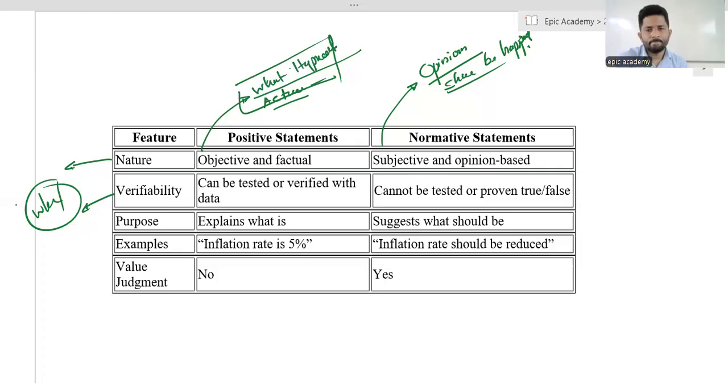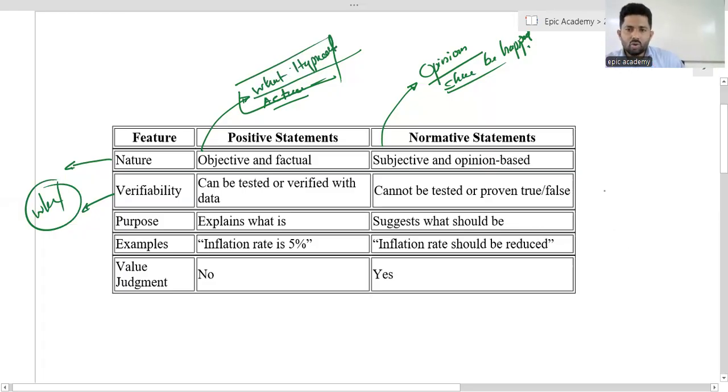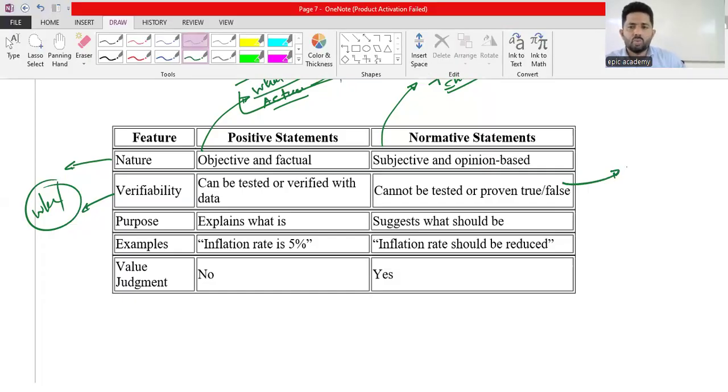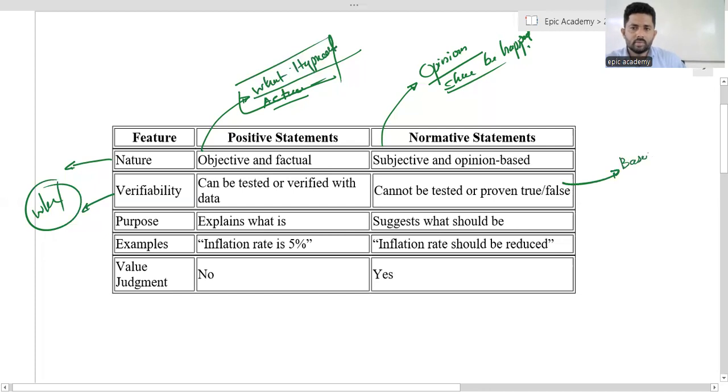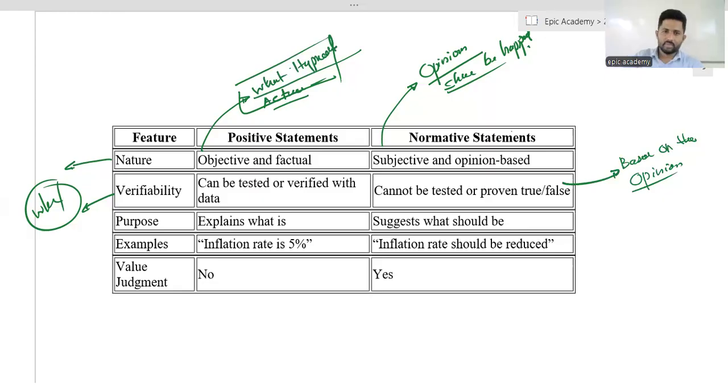You cannot prove it because the normative statement is based on the opinion of one person, an opinion created in the mind of the person. So there is no evidence to prove it, and no methodology to test whether it is correct or practical.